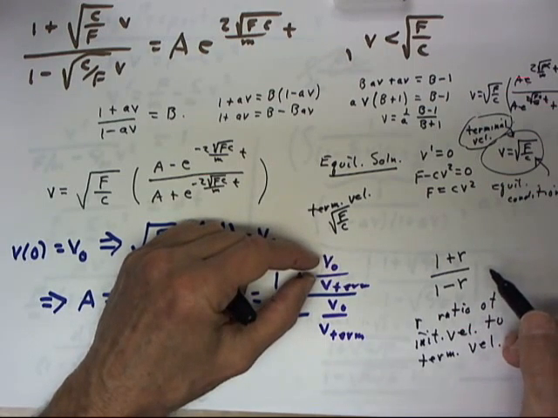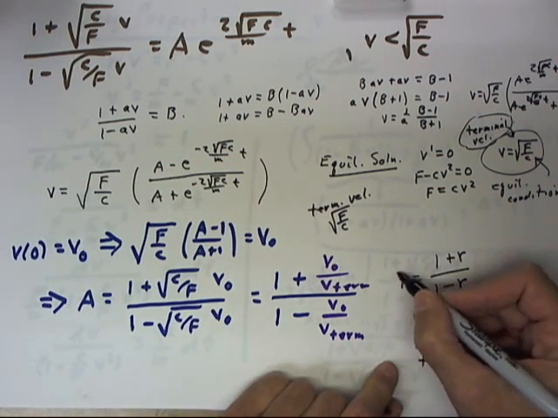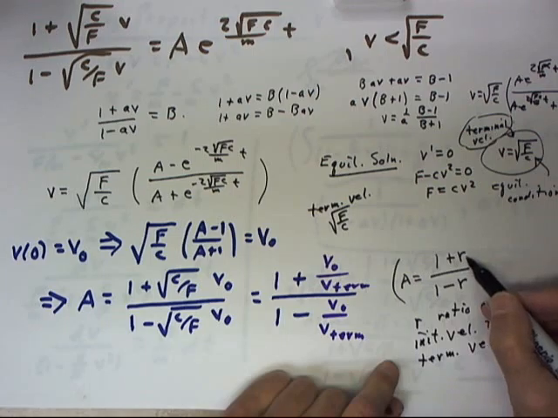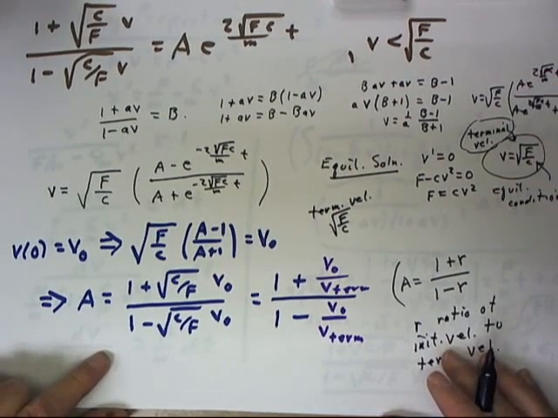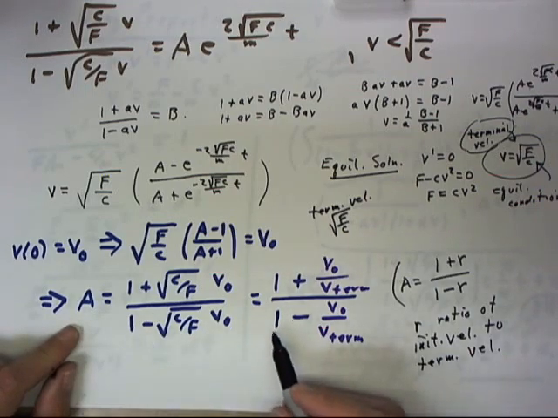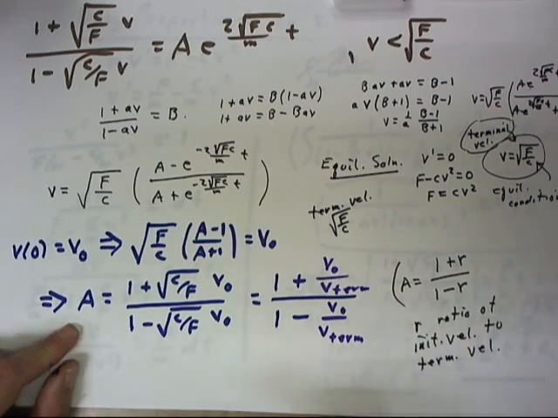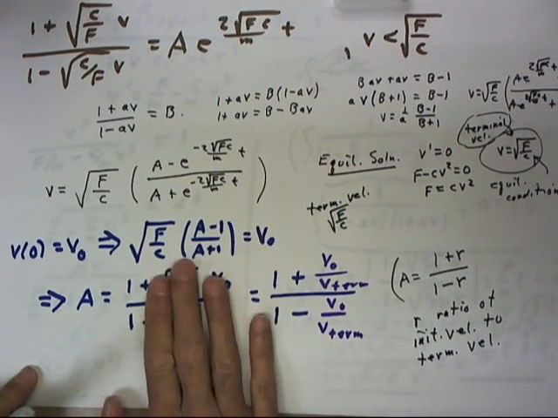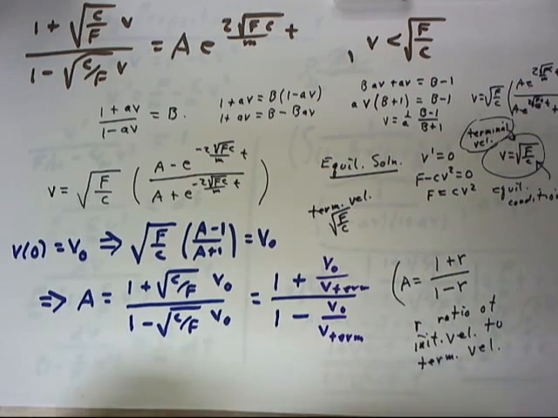So if the initial velocity was 1/10 the terminal velocity, we would have A equal to 1 plus 1/10 divided by 1 minus 1/10. Now, if the initial velocity is 0, it's very easy to see that A becomes 1, either in this form or even in this form. These terms are going to be 0, we're going to get A equals 1 over 1, or the r's will both be 0. We're going to explore the solution for the case where V naught equals 0.